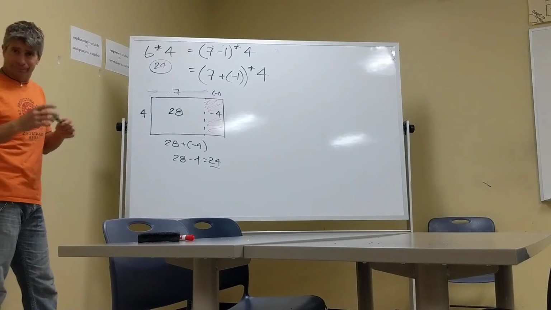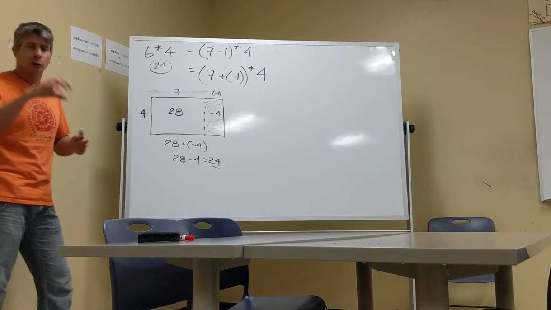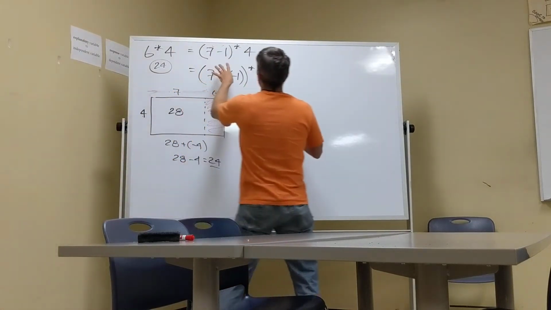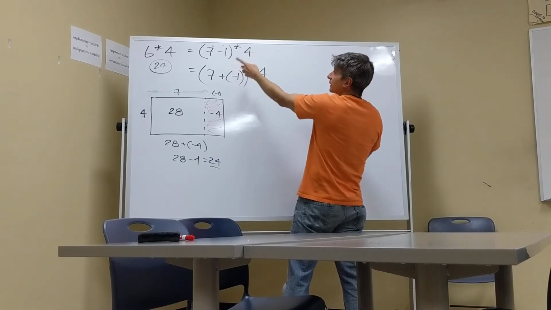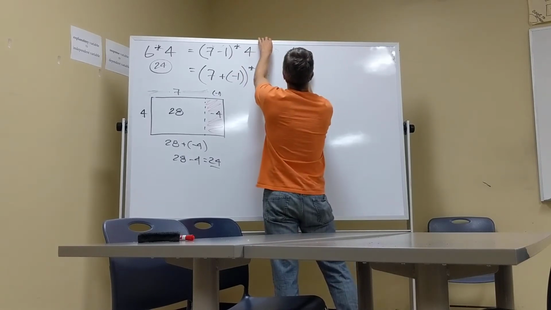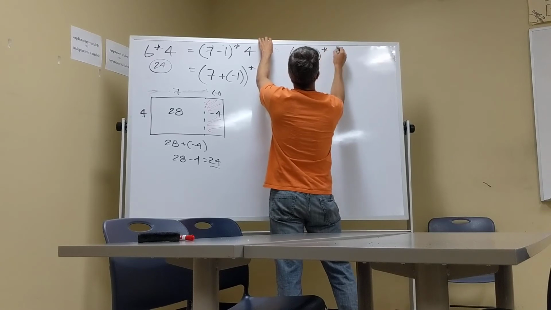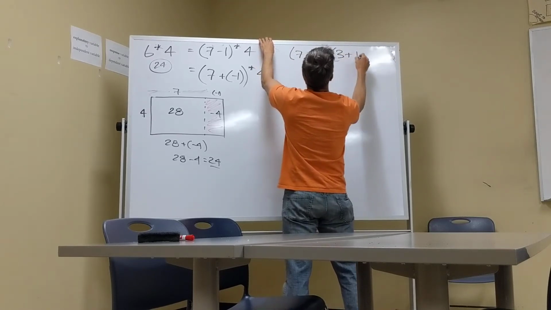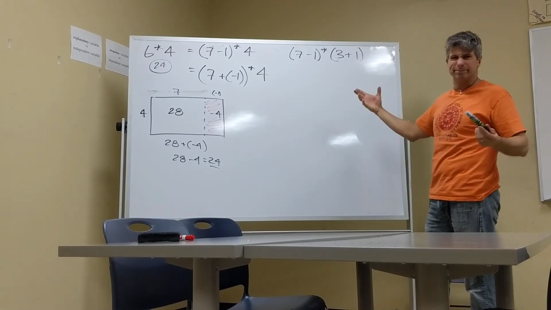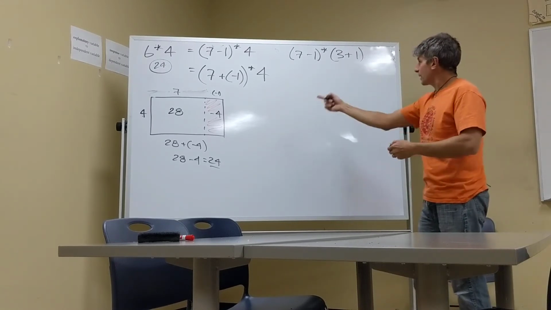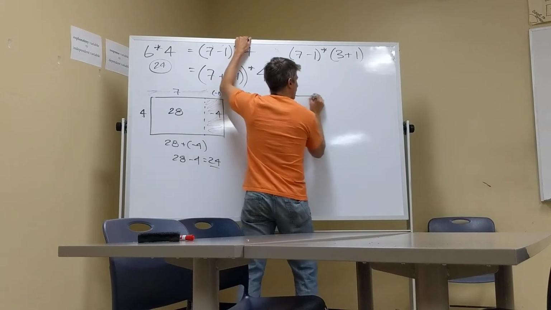We could also, again, get very, very convoluted like this. Let's write it, instead of 7 minus 1 times 4, let's keep 7 minus 1, but make 4 3 plus 1. So kind of like do it on the other side, kind of the same thing. I'm going to use the same rectangle.